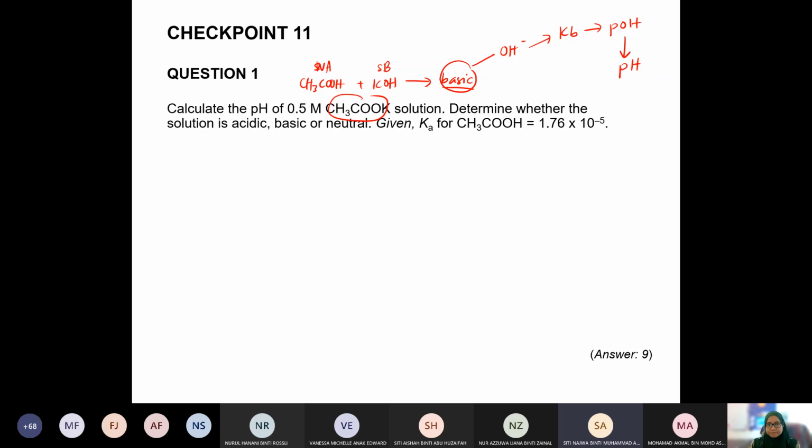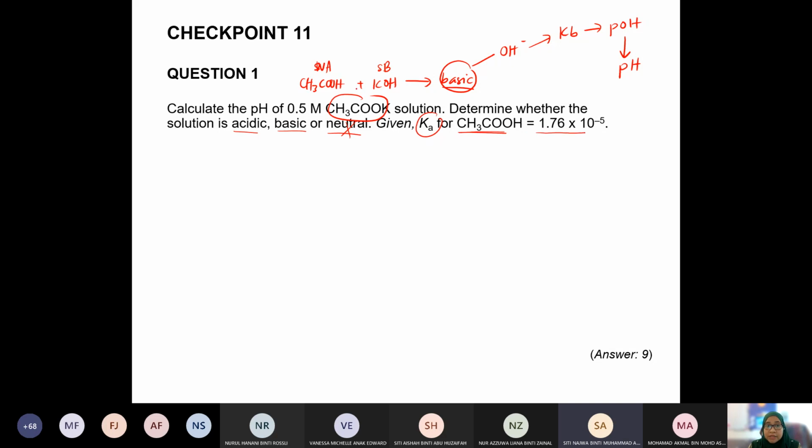Okay, so let's start from the salt itself. First things first, let's go through the question. Determine whether the solution is acidic, basic or neutral. Definitely not neutral. Given the Ka of this acid is this value, so this is the Ka for this one.